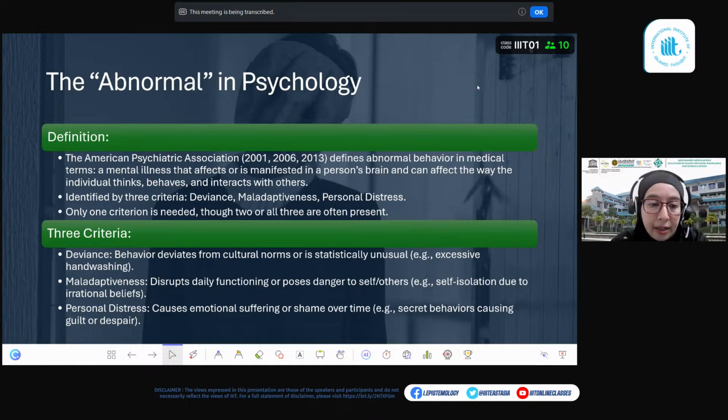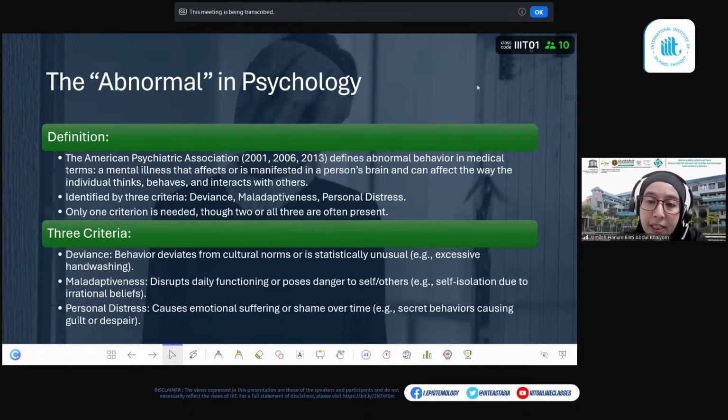And the third criteria is personal distress. This is when a behavior causes long-term emotional suffering for the person. For example, imagine someone who constantly worries that they have upset their friends, even when there is no real evidence of it. They might feel intense guilt or anxiety, even though no one else notices their struggle. This kind of inner turmoil is what we mean by personal distress.